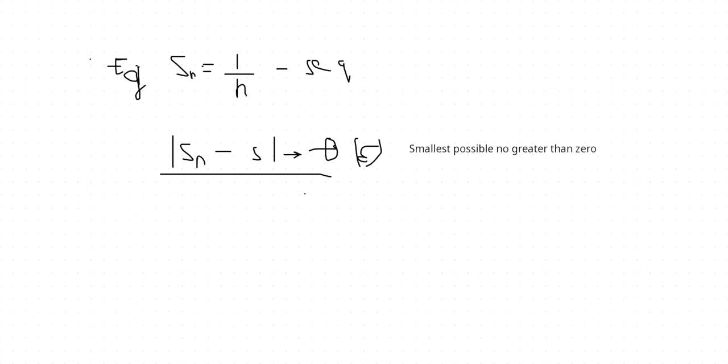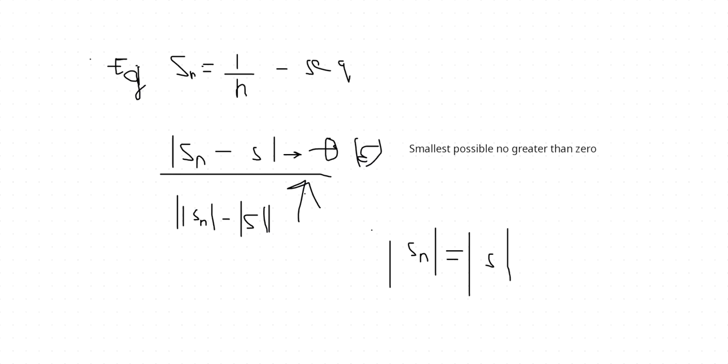So this also implies, since the modulus of Sn minus s is at least the difference of the modulus of Sn and the modulus of s, that the modulus of Sn tends to the modulus of s.